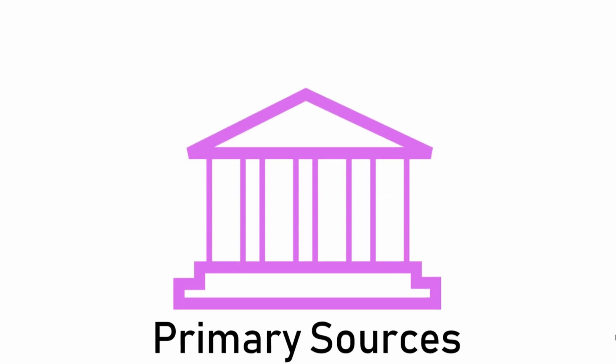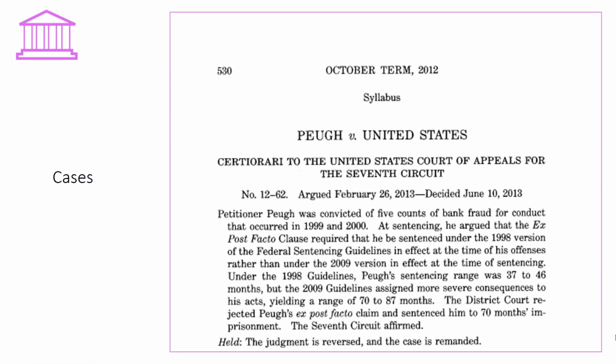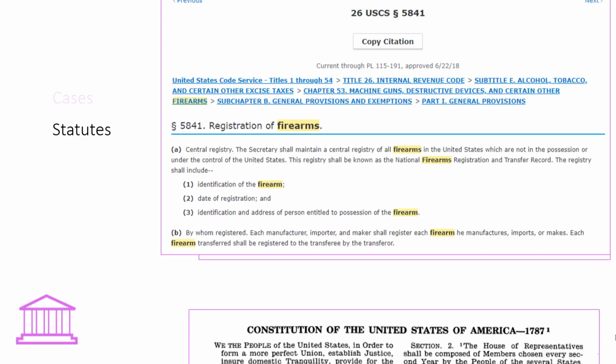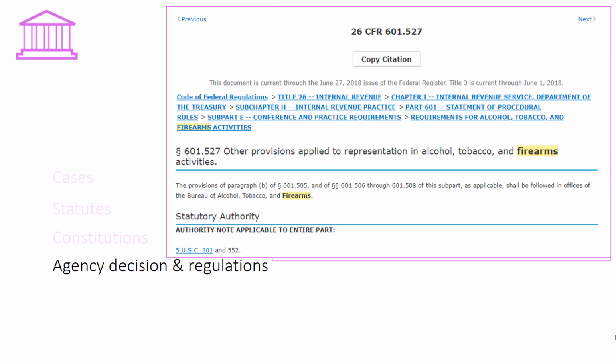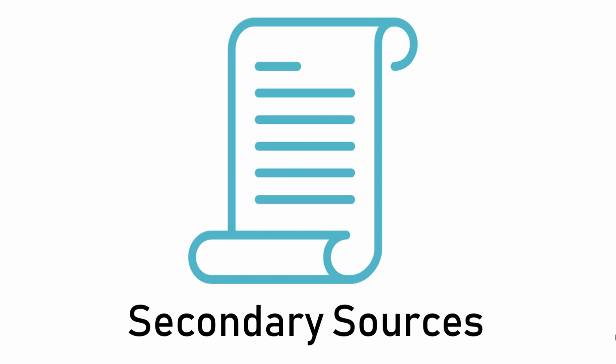In the law, primary sources are the actual legal sources. In other words, the law itself. For example, cases, statutes, state and federal, constitutions, and agency decisions and regulations. Secondary sources are those that interpret or analyze the law. There are a variety of secondary sources. Following are some of the most well-known.